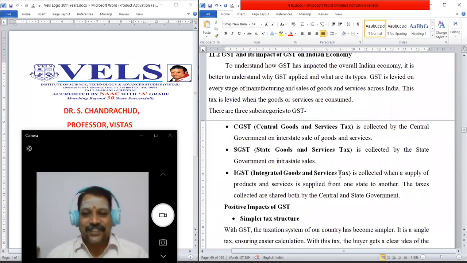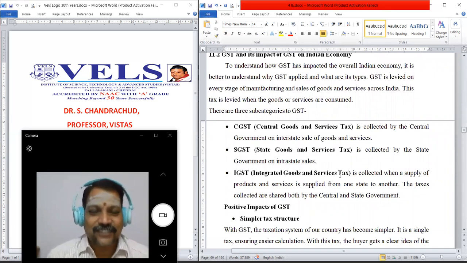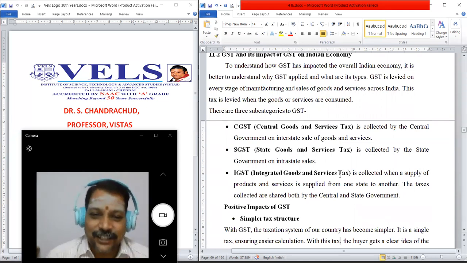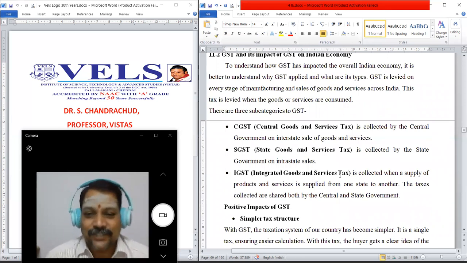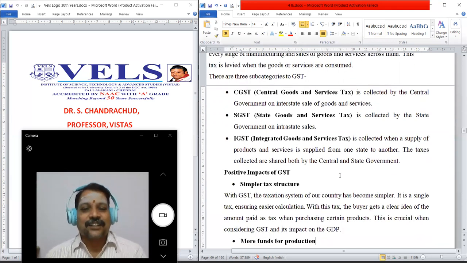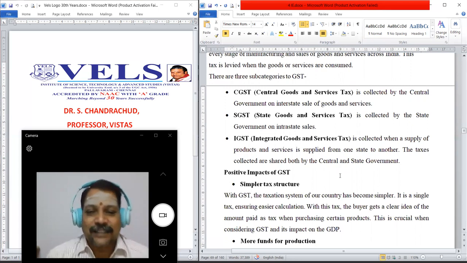One is called CGST, that is Central Goods and Service Tax, collected by the central government. The second one is SGST, that is State Goods and Service Tax. This particular tax is collected by the state government on intrastate sales. Within the state, whatever goods are consumed, the respective state government will collect. The third one is called IGST, Integrated Goods and Services Tax, collected when products and services are supplied from one state to another. The taxes collected are shared by the central government and the state government.